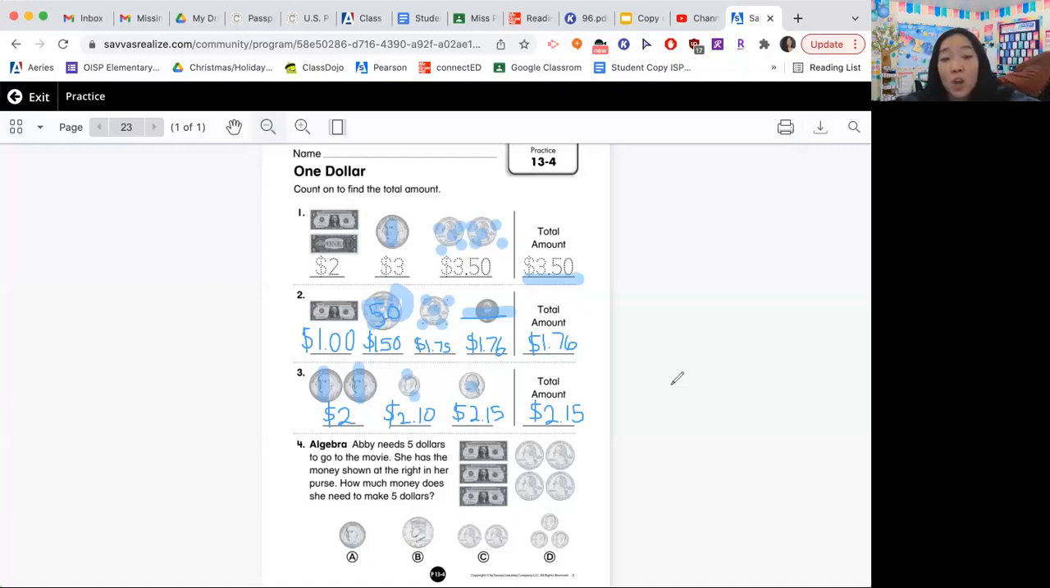All right, number 4, algebra. Abby needs $5 to go to the movie. She has the money shown at the right in her purse. How much money does she need to make $5? Abby needs $5 to go to the movie. She has the money shown at the right in her purse. How much money does she need to make $5?